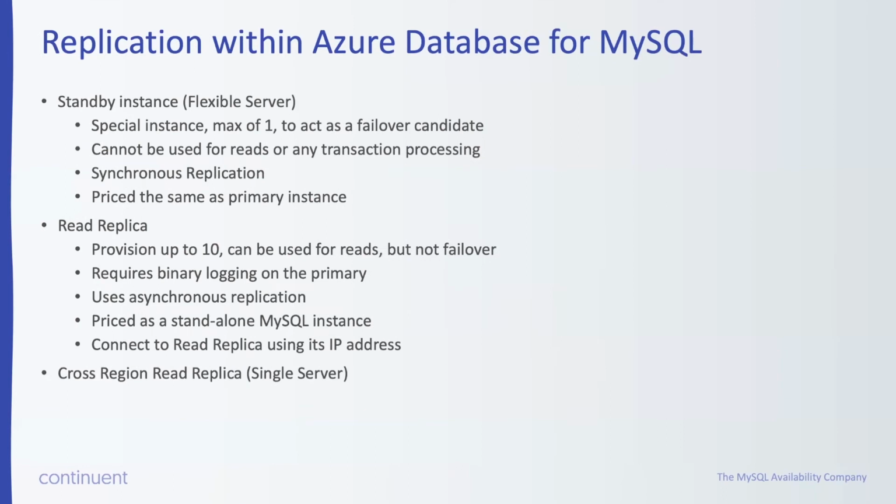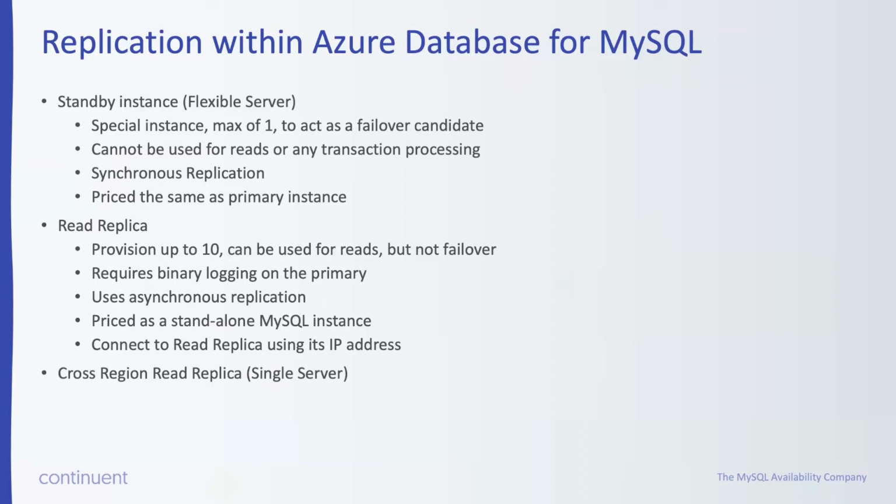So a little bit more into the replication. Well, let's look at the standby instance. Again, that's with the flexible server model. It's a special instance. You can have one of them, and it acts as a failover candidate. It can't be used for reads or anything like that. It's simply behind the scenes, awaiting a failure. It has synchronous replication from the primary, so it's up to date. And like we mentioned, its price is the same as the primary instance.